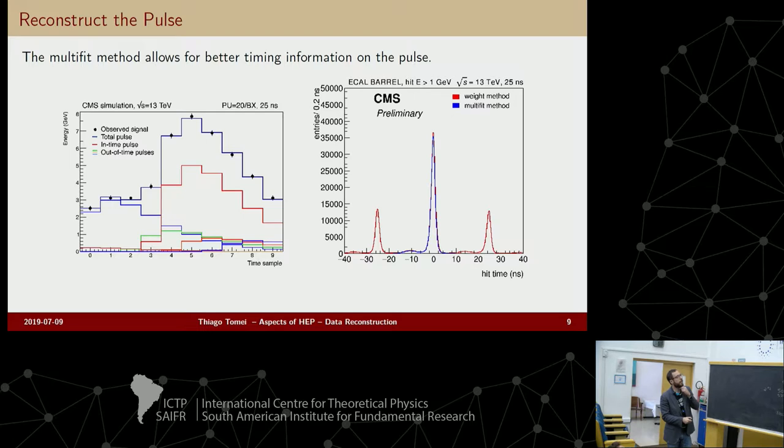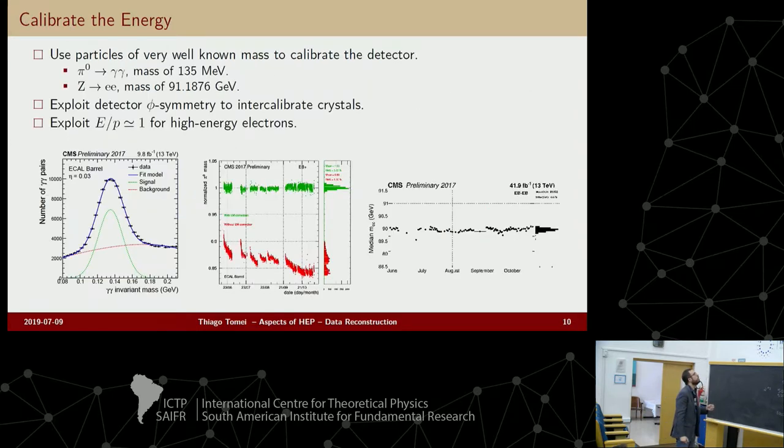And this multi-fit is the new thing that we started from 2015, because that gives you much more precision in the hit time. With the weight method, which was something before, we also had some uncertainty because sometimes we would fail and actually get it in the minus 25, so in the previous hit, or in the next one. And yes, it was a mess. But we still found the Higgs with it, so go figure.